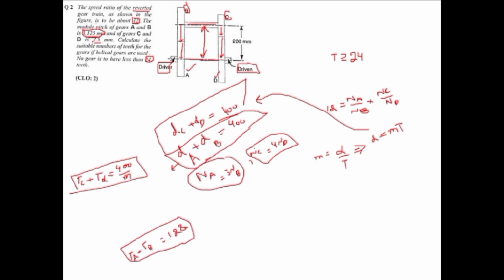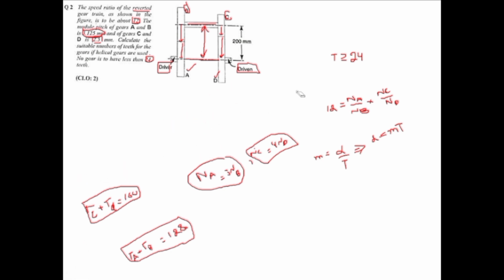And for gear C and D, the module is 2.5 millimeter, so you will have to put 2.5 over here, and you will get TC plus TD is equal to 160. Now as you know that gear A and gear B are meshed with each other, so they will cover the same distance in the same time, so they will have the same velocity if there is no slip. And similarly C and D are meshed with each other, so they will also have the same velocity.